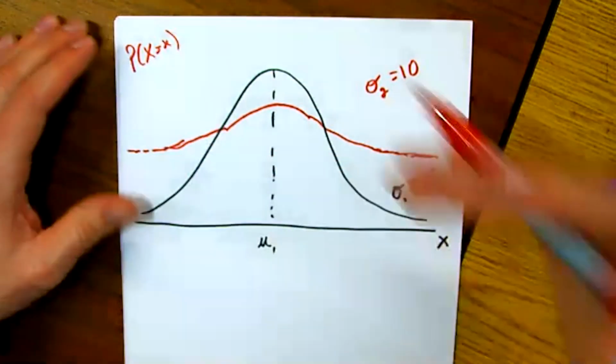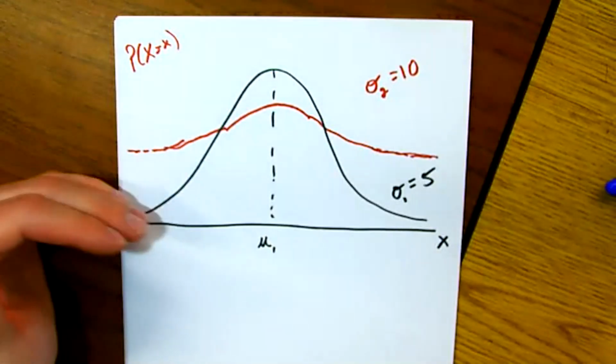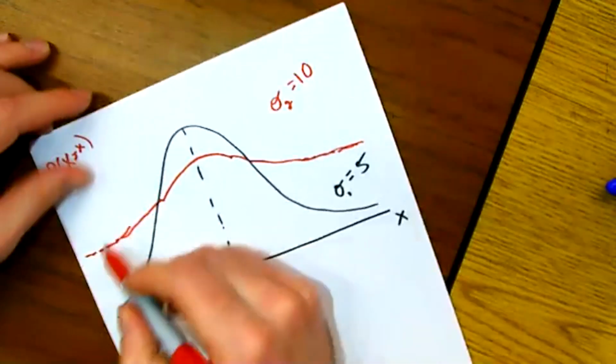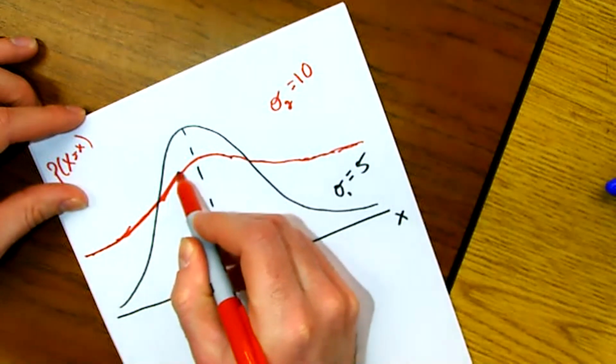So our normal distribution would look like a flatter curve. I didn't draw this real great, but I'm going to try to get it to be a little bit smoother here.